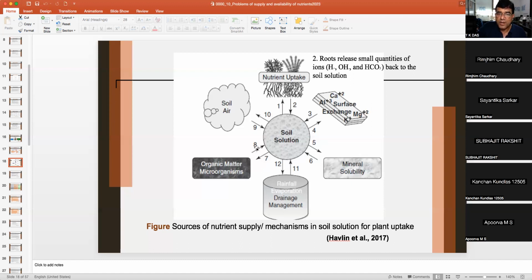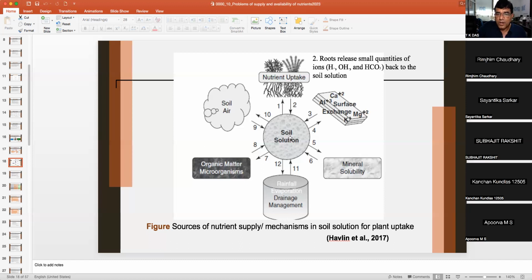And also you can see point number 7 and 8, left side. So see organic matter and microbes. You can see they can also supply nutrients to the soil solution after mineralization. But immobilization can also happen. Immobilization means the available forms of nutrients in soil solution can be converted back, or immobilized, in the form of organic matter. And then you can see 9 and 10. 9 and 10 means some atmospheric deposition can also add nutrients to the soil solution, and some can be lost back, like ammonia volatilization, etc.